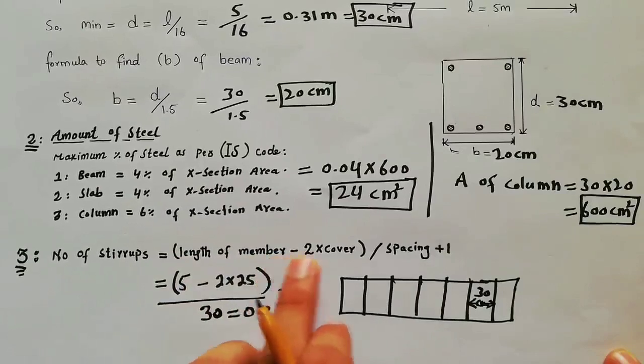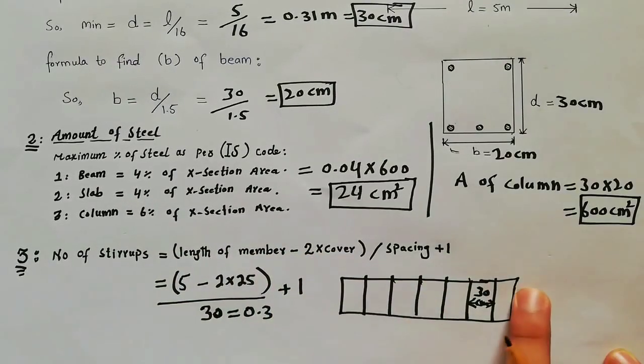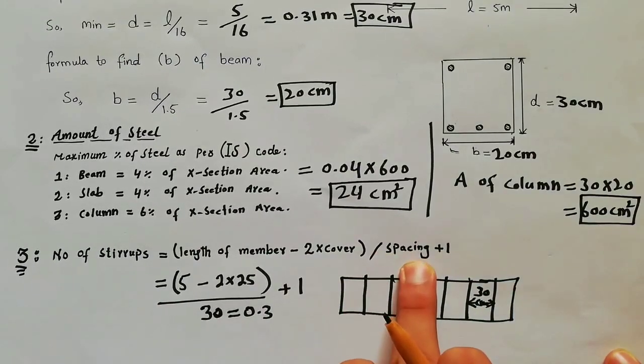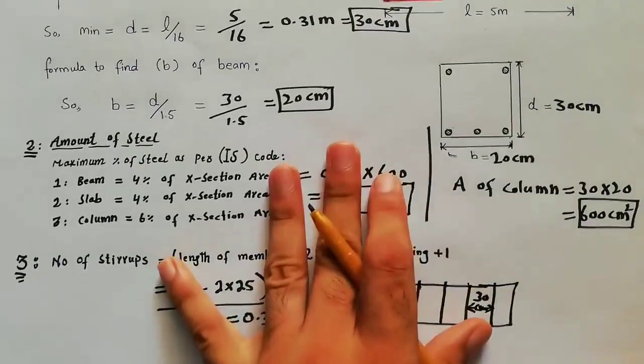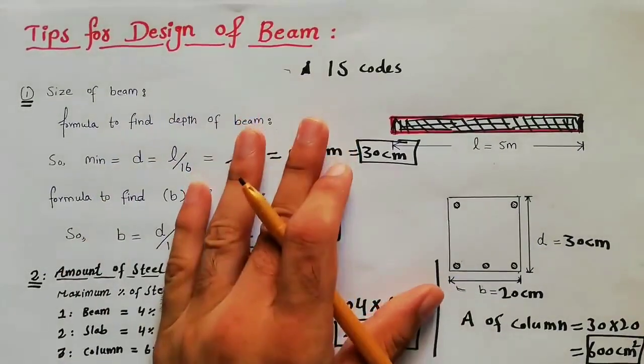Okay, so you can find number of stirrups with this formula. Length of member, subtract 2 multiply cover, one side concrete cover, another side concrete cover, and divide by spacing, plus 1. So these are the useful tips for design of RCC beam.